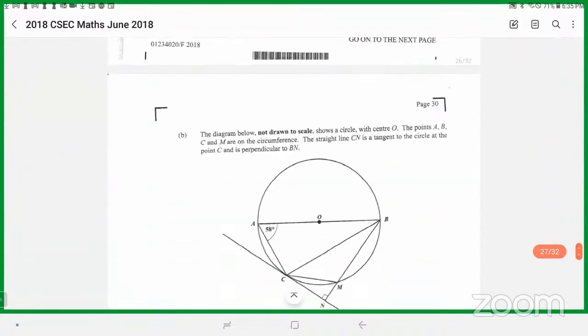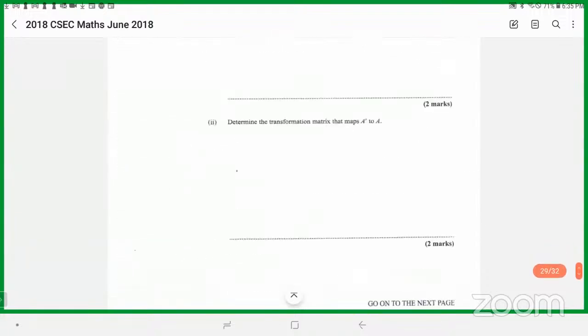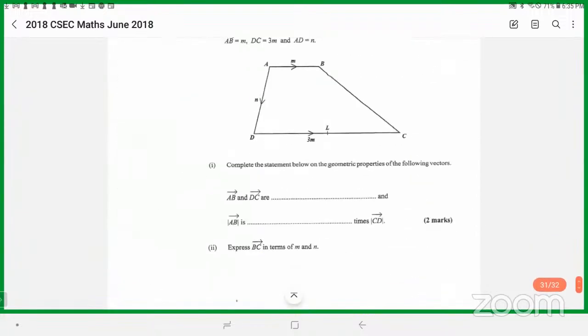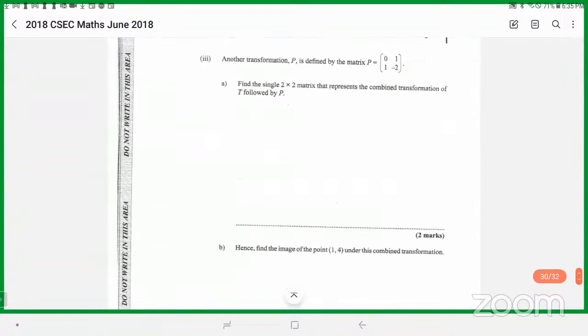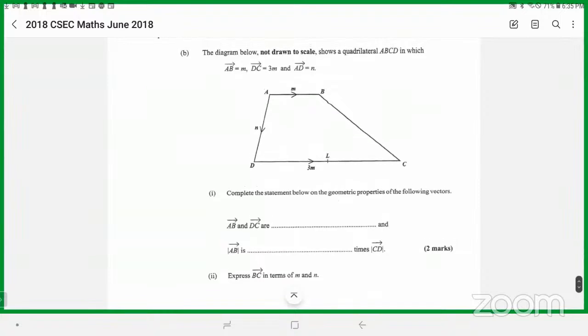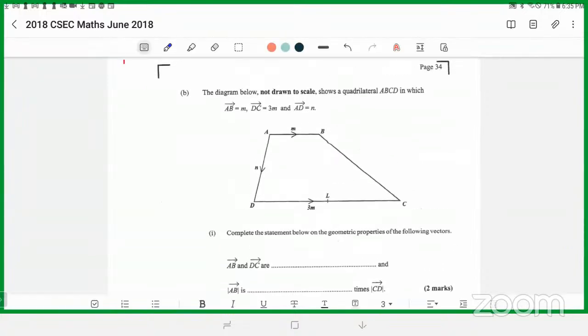All right, so one here. Vectors, 2018. I have to search some collinear points and parallel vectors questions for tomorrow.